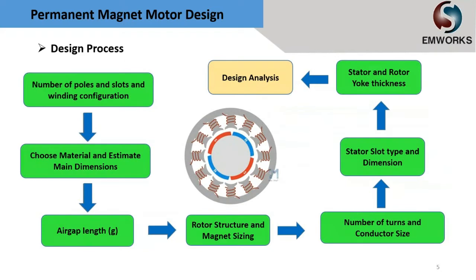Okay. We talked about the design process of the permanent magnet machine in previous webinars. I'm gonna quickly talk about it here. When we want to design the machine, we start with the number of poles and stator slots, and we decide about the winding configuration. Then we choose the material. By having these data, we make the main dimensions.